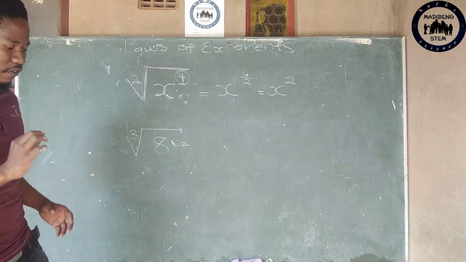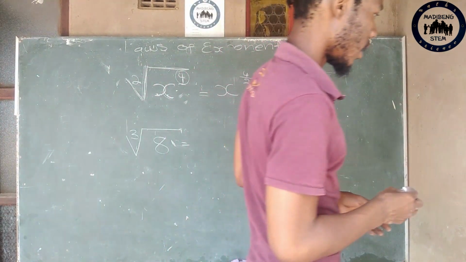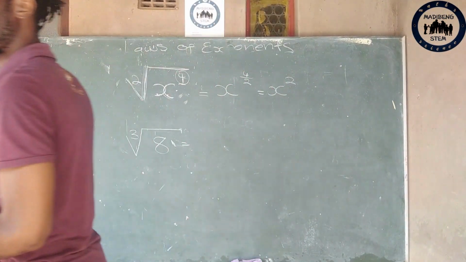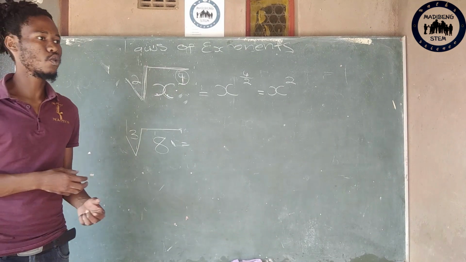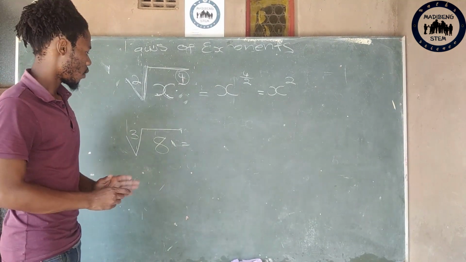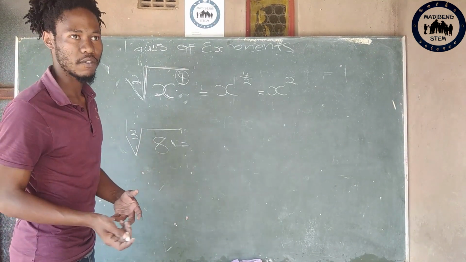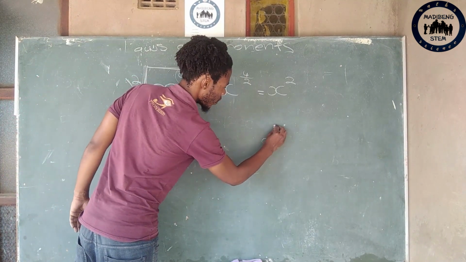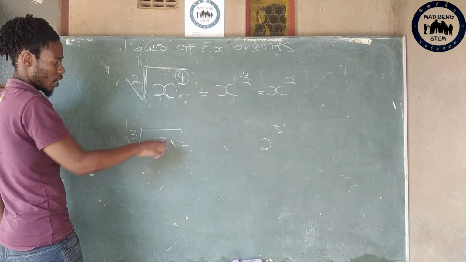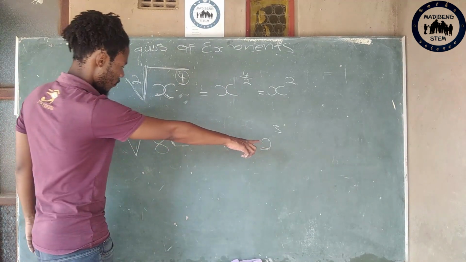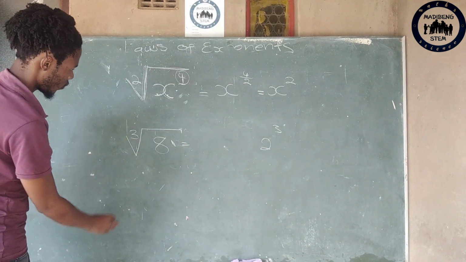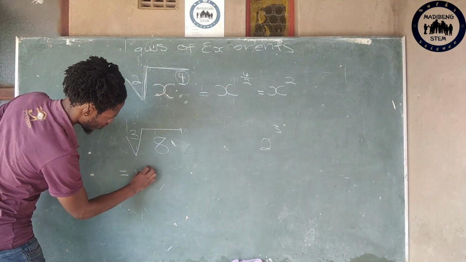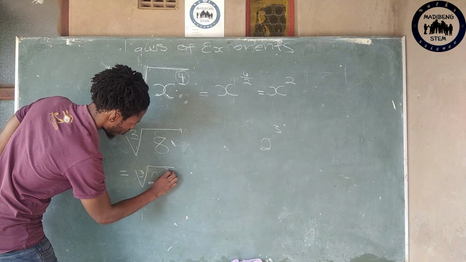We have to know how to change 8 to exponential form. What is 8 in an exponential form? 8 in exponential form is 2 to the exponent 3. So we will have to change 8 to be in an exponential form first. So let's go ahead and change our a to b like this.